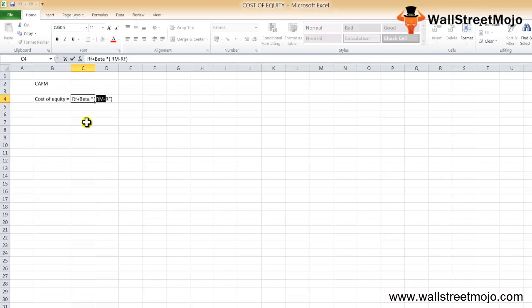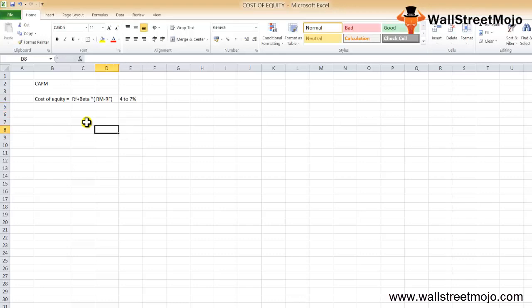And then you have RM minus RF, which is your risk premium. It measures the return that equity investors demand over the risk-free rate in order to compensate them for the volatility of the risk of an investment, which matches the volatility of the entire market. The risk premium estimates vary from 4 to 7%.